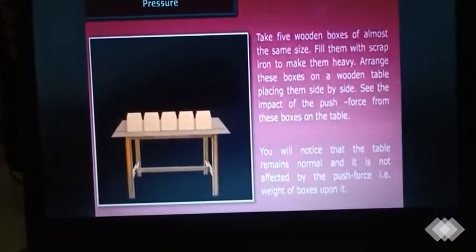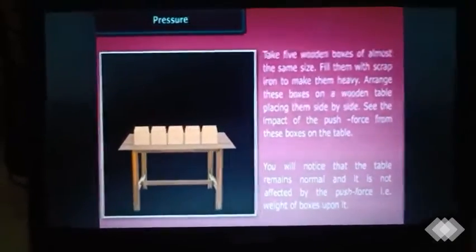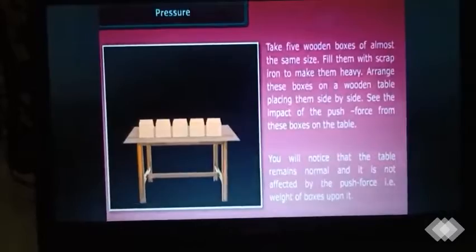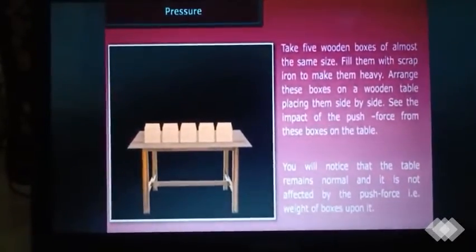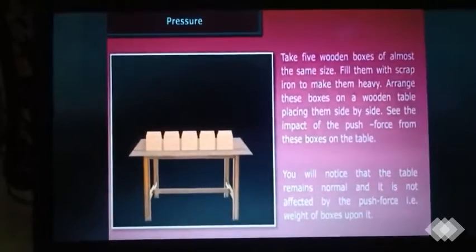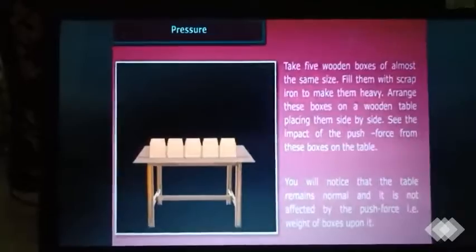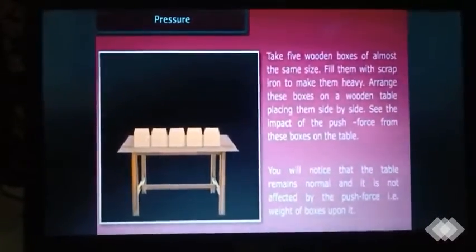See the impact of the push force from these boxes on the table. When I leave it for some time, what will happen? I will not notice anything because the table remains normal. It is not affected by the force, that is the weight of the boxes upon it. So when you place all the 5 boxes side by side, you are not seeing any changes.